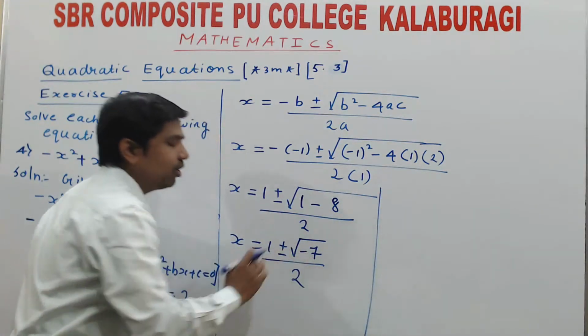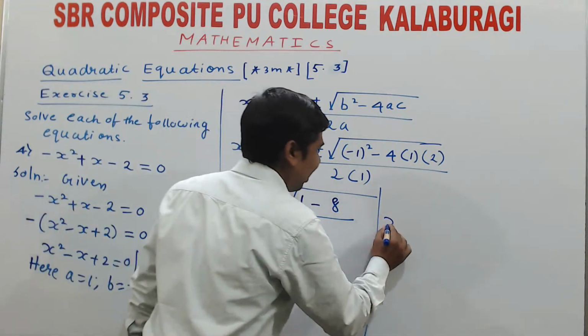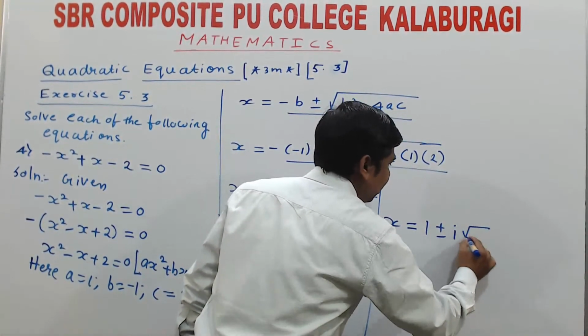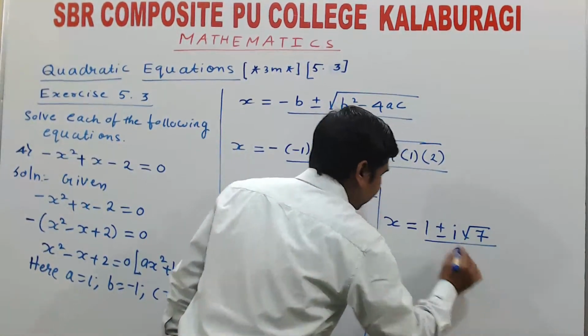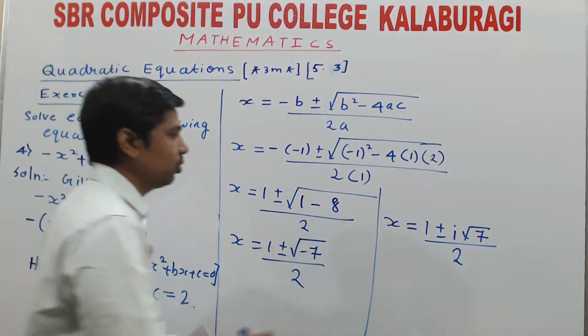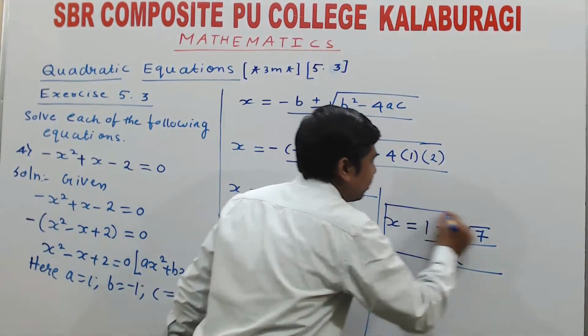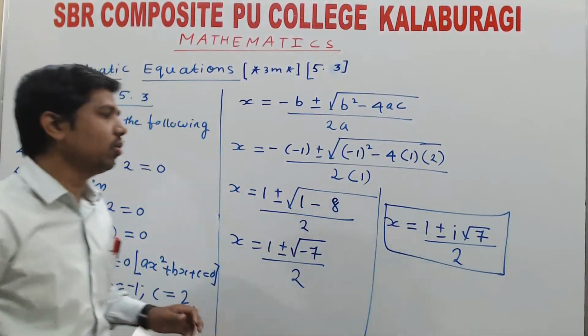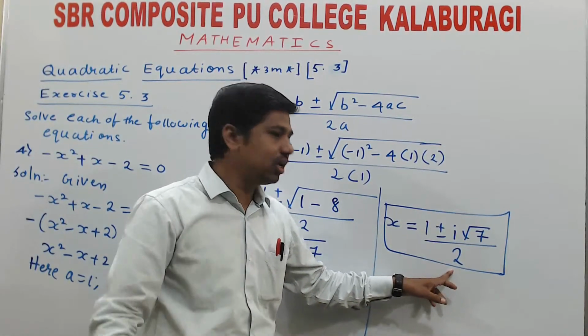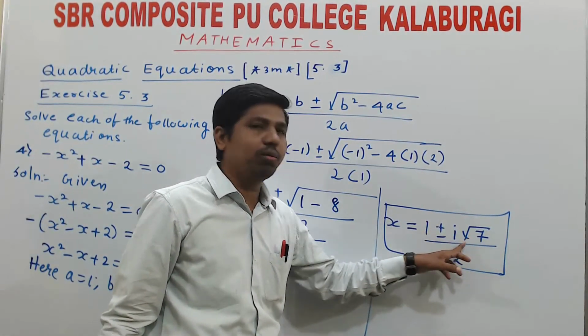So under the root, negative means it is imaginary. So x equals 1 plus or minus i root 7 by 2. Under root negative is imaginary, that is i into root 7 by 2. So these are the two values of x we got for the quadratic equation. One is 1 plus i root 7 by 2, and the other is its conjugate, that is 1 minus i root 7 by 2.